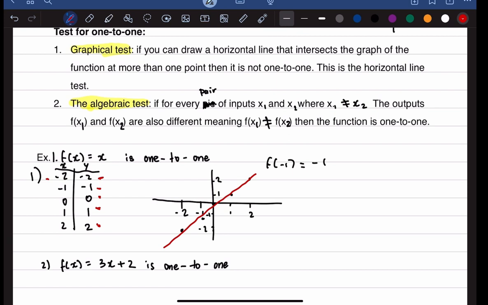Now, if you wanted to do a horizontal line test, we can draw a line anywhere on our graph, and you can see that there's always just one point. Right here, just one point. There's not another point, let's say over here, that makes it not one-to-one. Over here too, there's one point, one point, one point. So therefore, this is one-to-one.